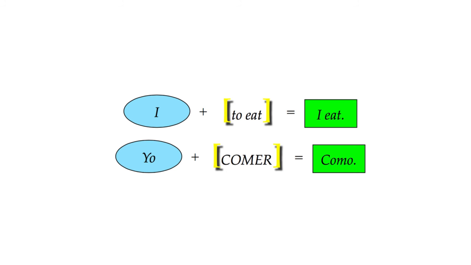For example, to be or not to be is an open statement. We don't know who we're talking about or when. The same with to eat or not to eat. We don't know who or when. We need a subject. If we combine the subject I with to eat, we get I eat. Yo como.